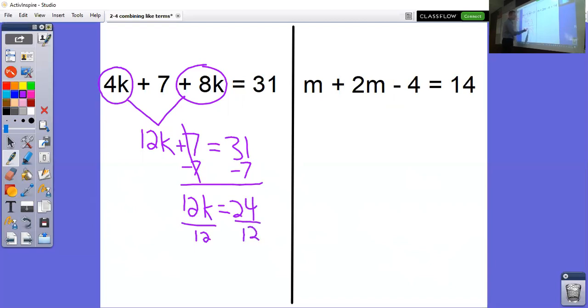The opposite of times is divide. So divide by 12, divide by 12. Always do top divided by bottom. You get K equals 2.